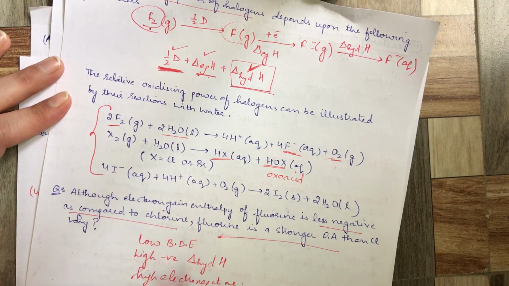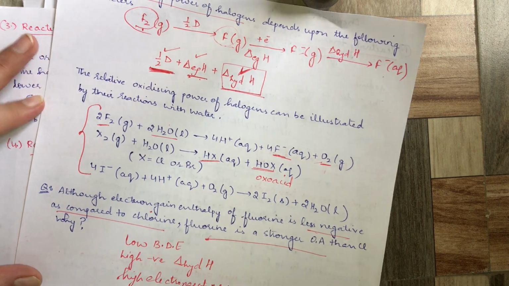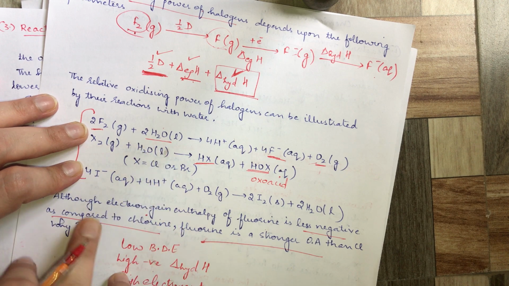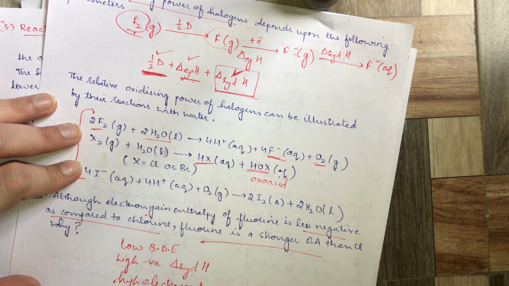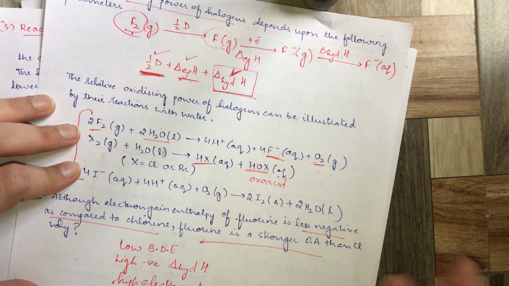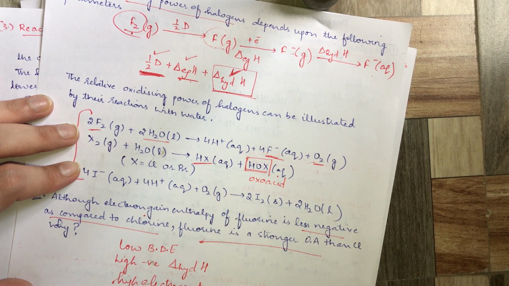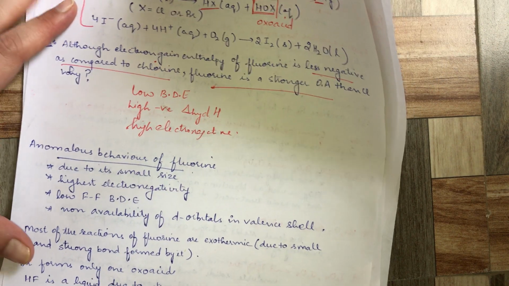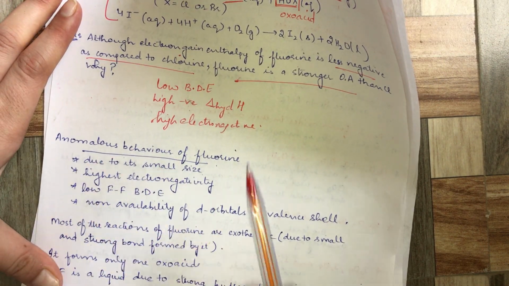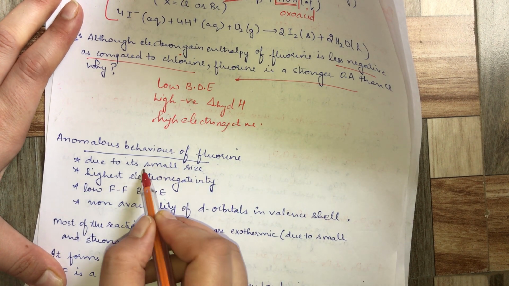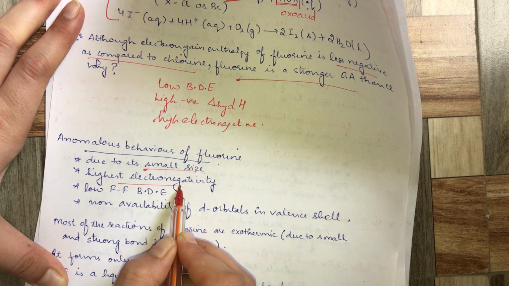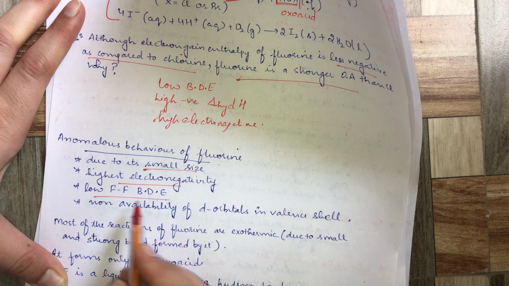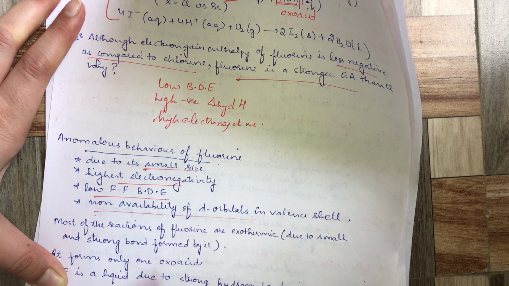This is a very important point to note. Fluorine, being a very strong oxidizing agent, even oxidizes water. Other halogens do not release O2 but form oxo acids. Is it clear? So fluorine shows anomalous behavior. Why? Because it has small size, high electronegativity, low F–F bond dissociation enthalpy, and non-availability of d orbitals.